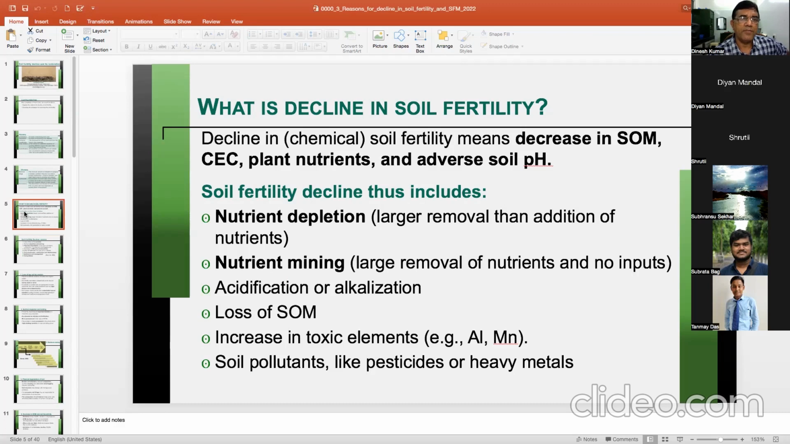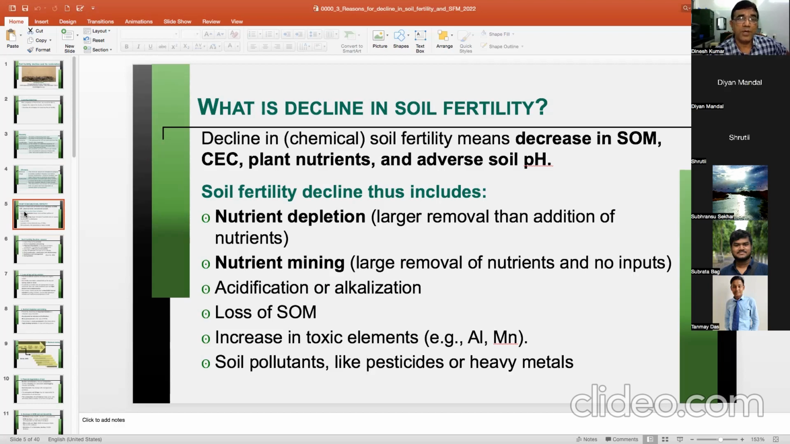But what will happen if all the three properties get declined? Chemical fertility, biological fertility, and physical fertility can all go down, because one is dependent upon the other. If your biological fertility goes down, it means your organic matter is also going down, and microbe count is also going down.